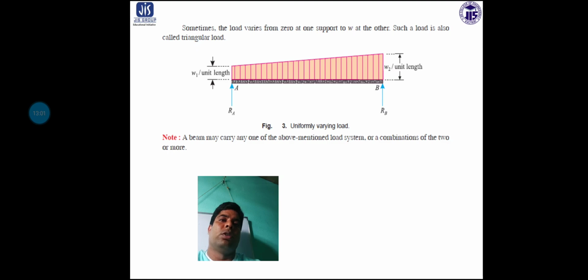So note that sometimes the load varies from 0 at one support to W at the other. Such a load is also called a triangular load. A beam may carry one of the above-mentioned load systems, or a combination of more than one system.